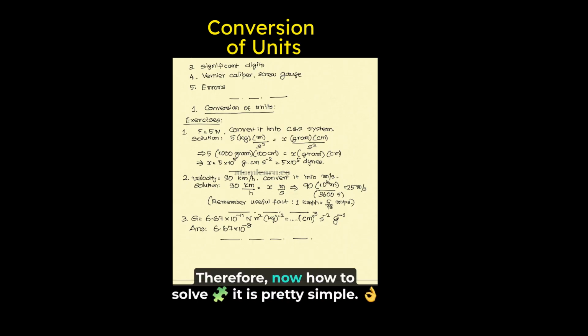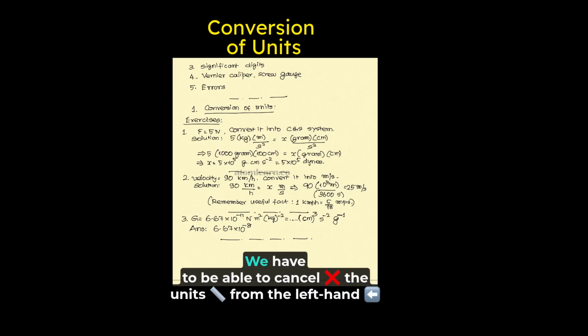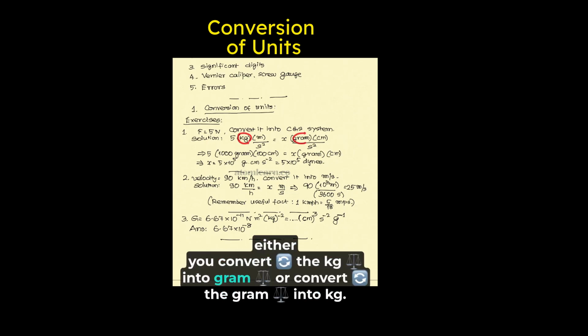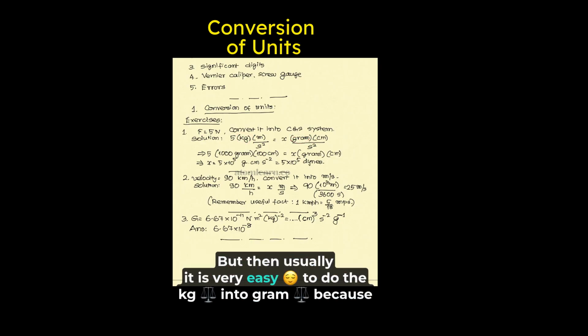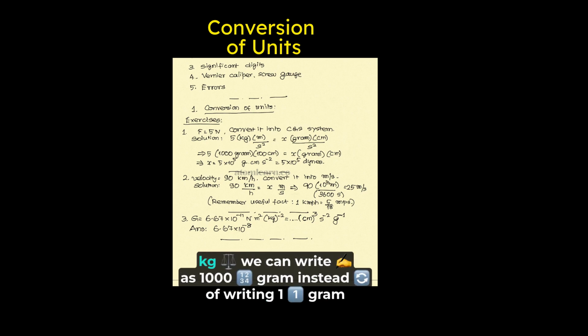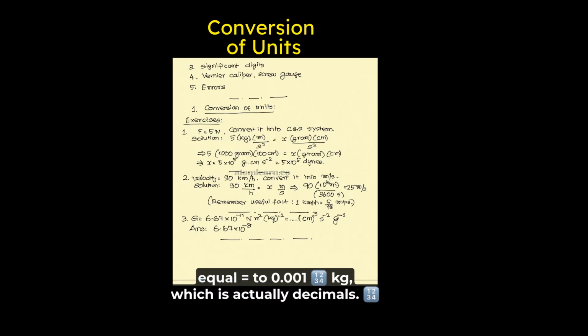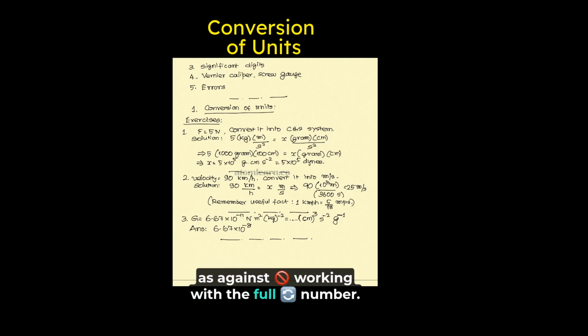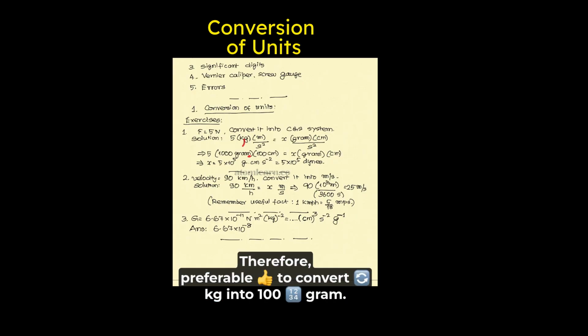Now how to solve it is pretty simple. We have to be able to cancel the units from the left hand side as well as the right hand side. Either you convert the kg into gram or convert the gram into kg. But usually it is very easy to convert kg into gram, because kg we can write as 1000 gram, instead of writing 1 gram equal to 0.001 kg, which is actually decimals. Working with a decimal is going to be a little cumbersome as against working with a full number. Therefore, it is preferable to convert kg into 1000 gram.